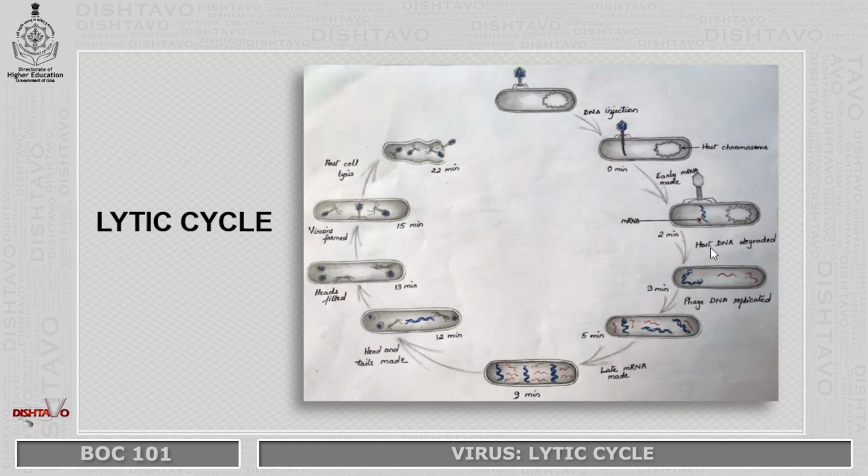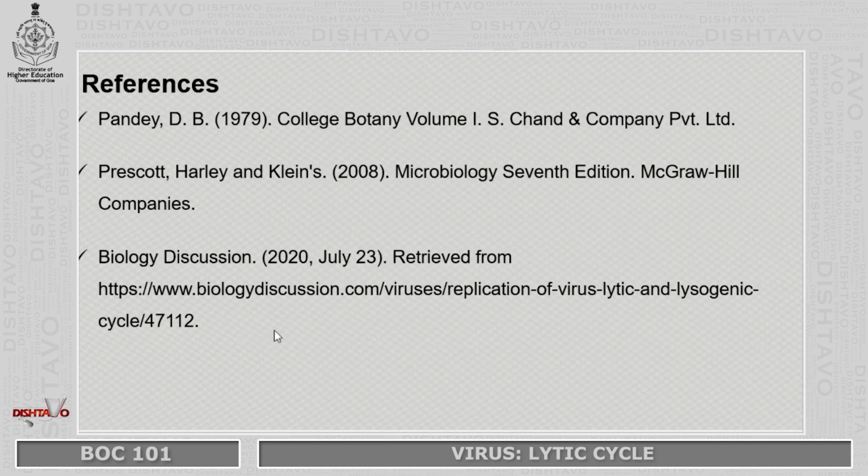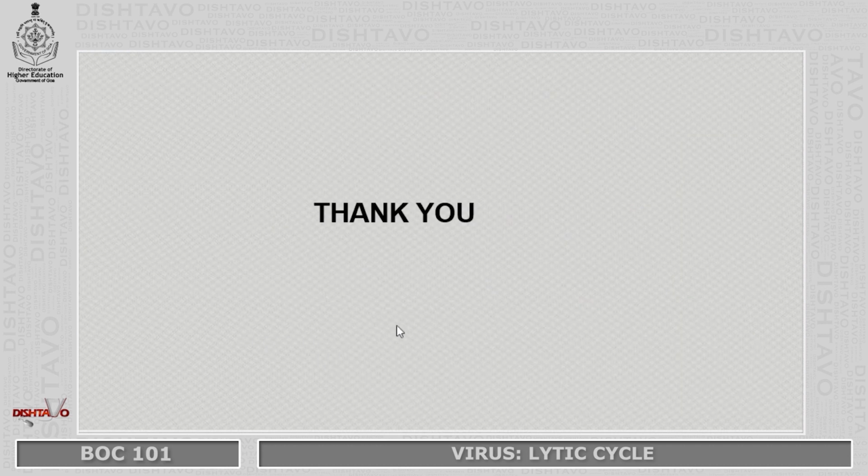Now this is, on the whole, the life cycle that is drawn. These are all the steps that I just explained, wherein you have the infection, the injection, the penetration, then the formation of the phage particles and the viral genome, and then you have packaging, then the viral components which are made separately, then the assembly of it, and then the release of it. Thank you.